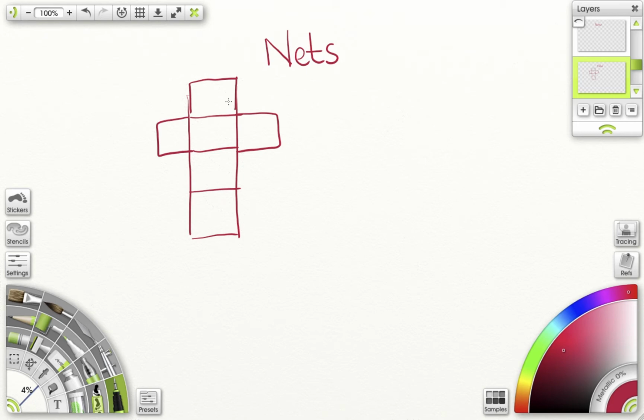Well, this is where our knowledge of 3D shapes has to come into play. What kind of 3D shape has 1, 2, 3, 4, 5, 6 squares? So each different side is made up of a square, and there's 6 of them all together. What shape can that make? It can make a cube.